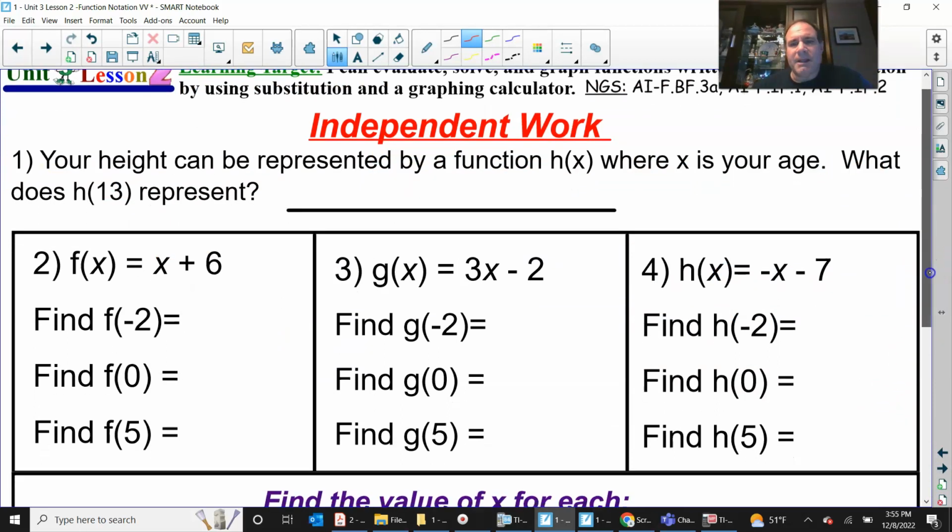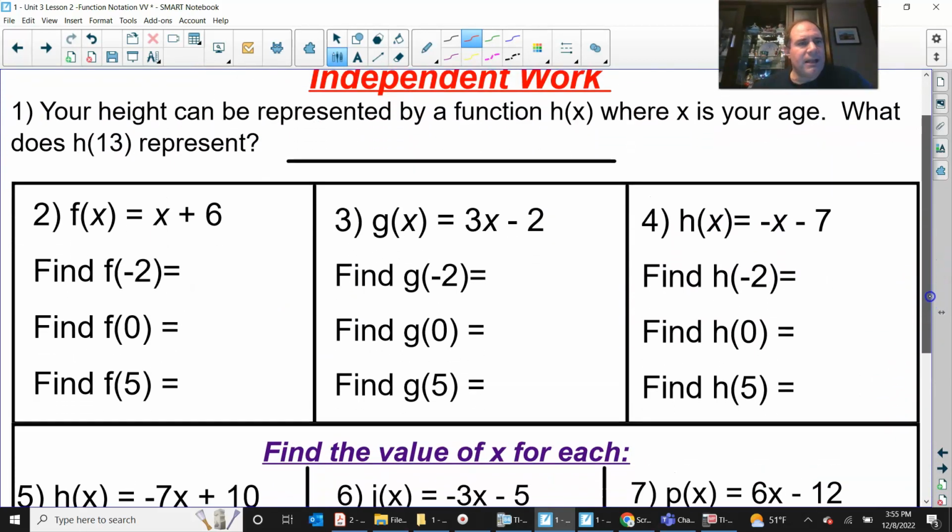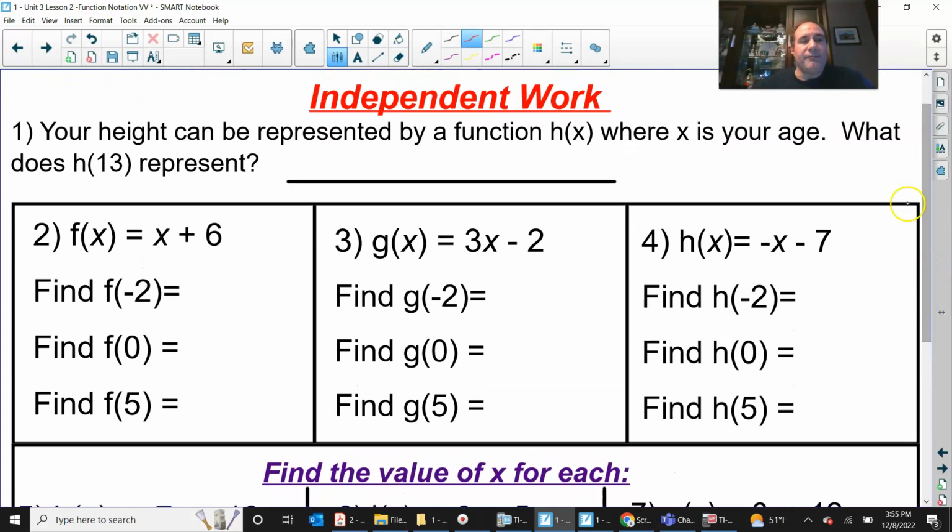All right, this is independent work. Go ahead, see if you can figure all of this out. Remember, when they give you the number inside the parentheses, all you're doing is substituting the x in. So just give it a try, and then we'll come back and go over it. You can press pause now.